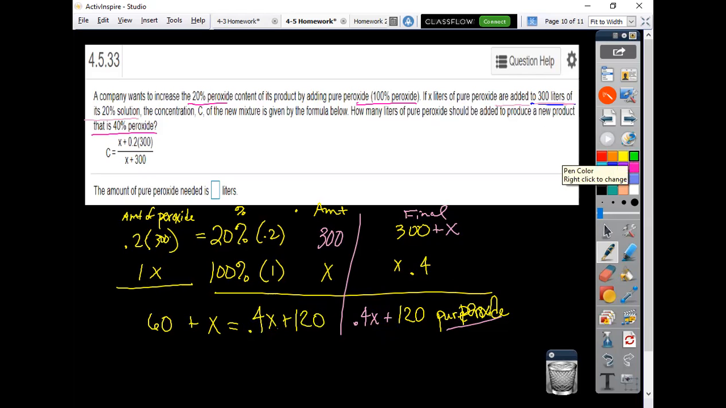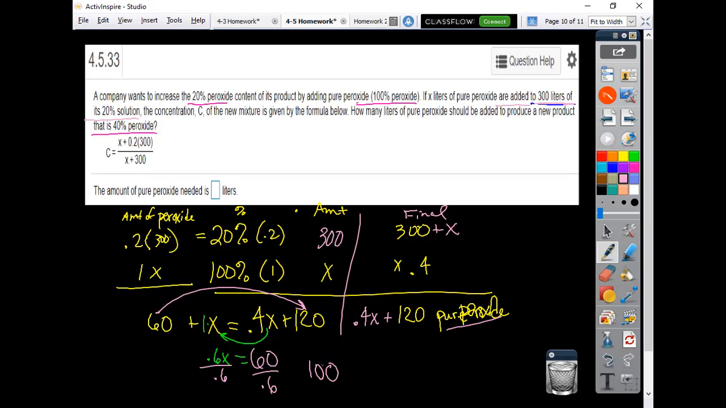If I subtract 0.4X from a whole X, I'd have 0.6X. And again, if you can do some of this in your head, that's awesome. To subtract this 60 from 120, I'd have 60. Divide by the 0.6, and that's going to give you 100.